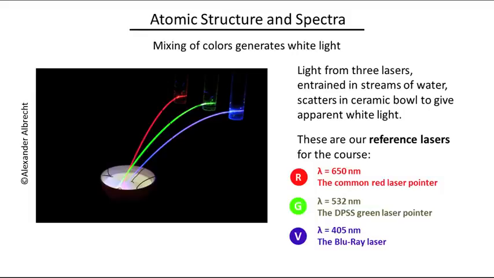Now I use this illustration in part to introduce the three reference lasers that we'll use for discussions during the course. These are three commonly used laser lights that you've seen in practice. For example, the red laser pointer with a wavelength of 650 nanometers is widely used in lectures and presentations, as is the green laser pointer, the diode pumped solid state green laser pointer with a wavelength of 532 nanometers, and then the Blu-ray laser player utilizes a violet laser with a wavelength of 405 nanometers. These span the range of human vision, as we'll see, and so they provide a good set of basic tools. If you want to remember properties of light, it's nice to have some specific examples. So we'll use these at a number of points in the lectures and the homework.